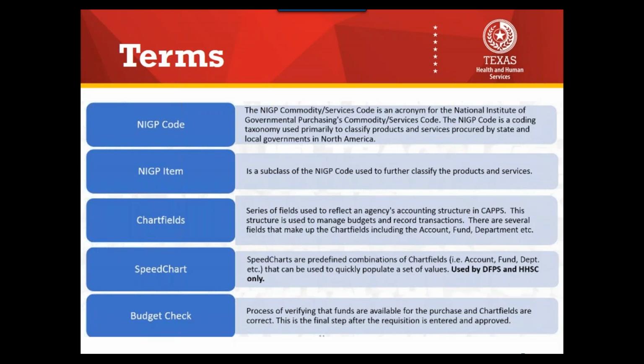Your chart fields and your speed chart. Your chart fields are a series of fields that you'll end up needing to fill out in your requisition in relation to your accounting, your funding, and your department information. Your speed chart is a quick way to fill out your chart fields. Every department, and some departments even have several speed charts assigned to them. It's a series of numbers and letters that helps them populate that chart field quickly. Your budget check is the process of verifying funds are available for that purchase on which you're entering your requisition.